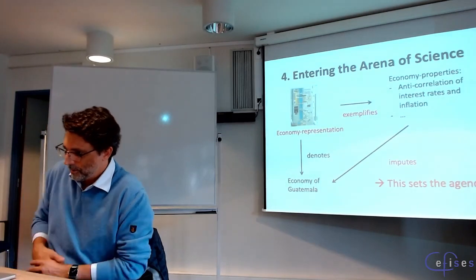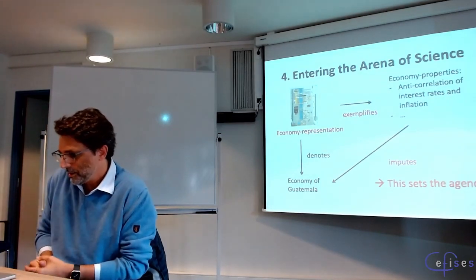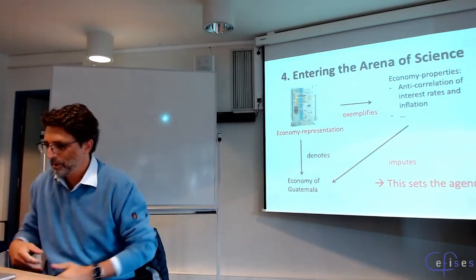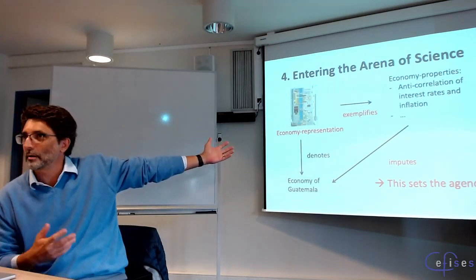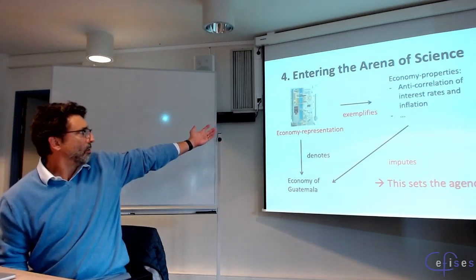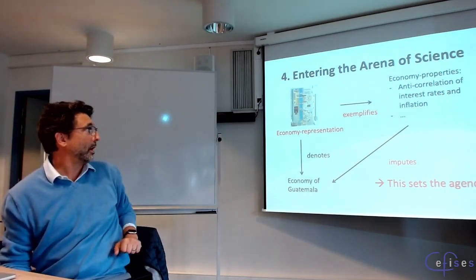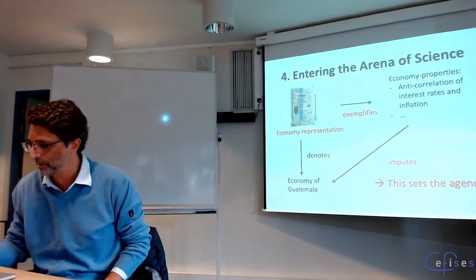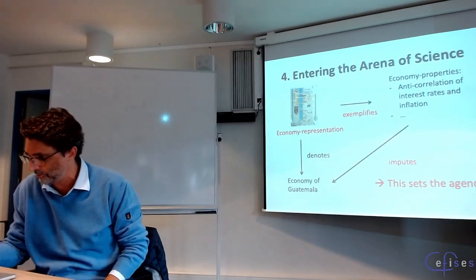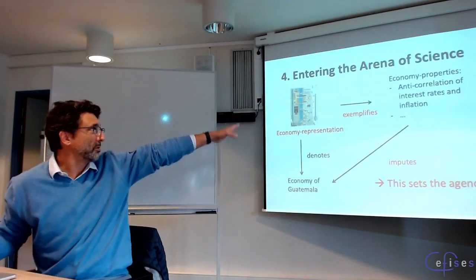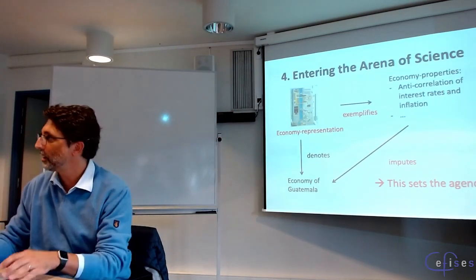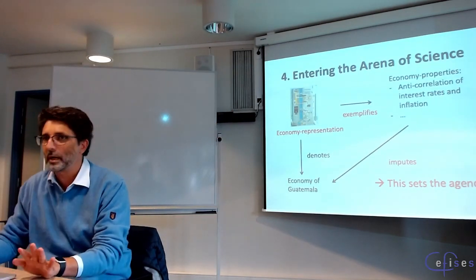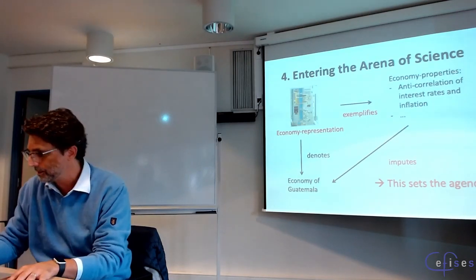But now we have a bit of explaining to do. Well, what does it mean to say that this thing is an economy representation? I mean, what exactly are we asserting here? How does that thing exemplify a property like there being an anti-correlation between interest rates and inflation? And what does it mean to impute these properties to the Guatemalan economy? And so that's what we have to explain now.